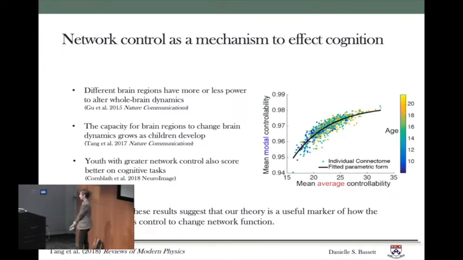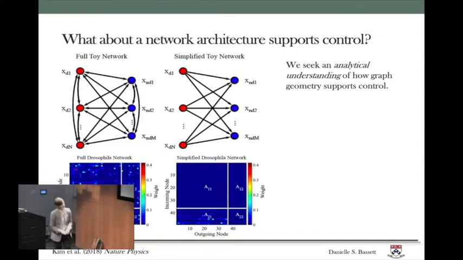network function. But you might want to ask the question, well, if these brains are changing over development and their controllability is changing, that's a nice correlative finding, but it doesn't necessarily tell me what it is about a network architecture that supports control. And if I'm going to make inferences about other species, then maybe I need to know precisely what it is about a network architecture that supports controllability. So to answer that question, this paper, I'm sorry that all the references got cut off.